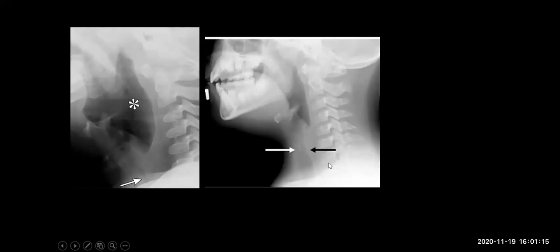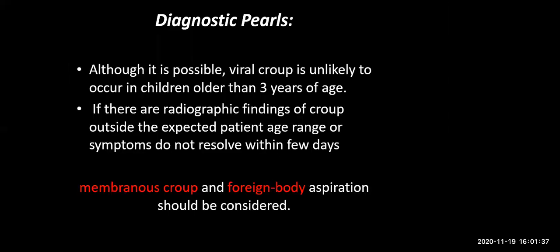Again, another patient having the narrowing at the subglottic region, and in addition to that, you should pay attention that the airway here is indistinct, and you don't see the nicely outlined subglottic region, indicating underlying inflammation and cellulitis.